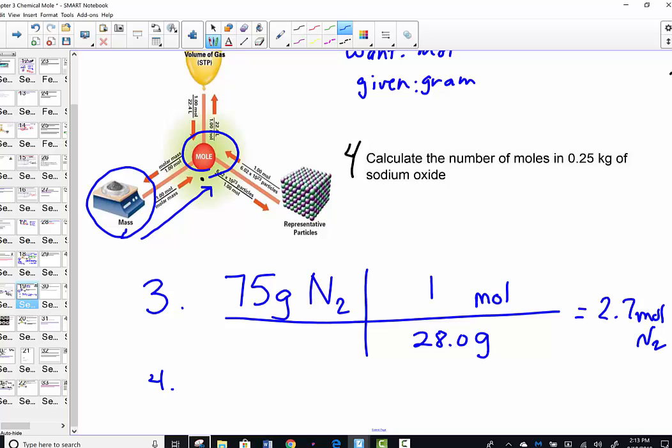And I have some nomenclature skill there. I have to read the word sodium oxide and be able to write a formula to know what to add to find a formula weight. So we want to know how many moles given a gram. I'm starting at the mass, the scale, and I want to head in. The first skill, 0.25 kilograms converted to a gram.